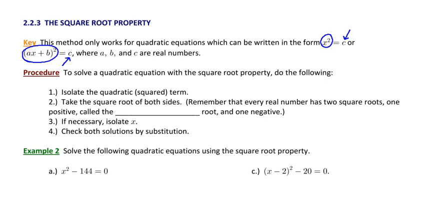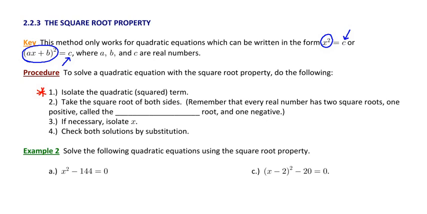So here's what we're going to do. To solve a quadratic equation with the square root property, do the following. Number one, isolate the quadratic term. Remember, the quadratic term is the squared term. Now remember, if I'm going to solve a quadratic equation by factoring, I want all of the terms on one side so that it's equal to 0. But I'm using a different method here. I have a different motivation, so the steps are a little bit different.